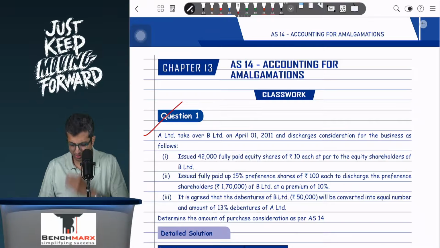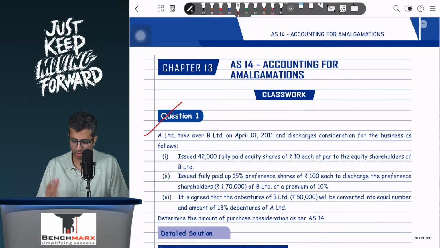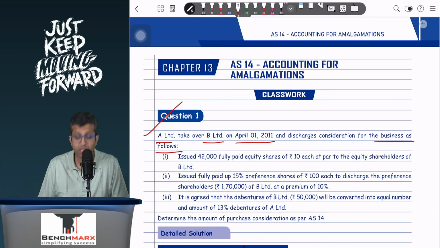So this is volume number 1, where you will review on page number 199, question number 1. Now, A Limited takes over B on 1st April 2011 and discharges consideration for the business as follows. Now, PC is very important.